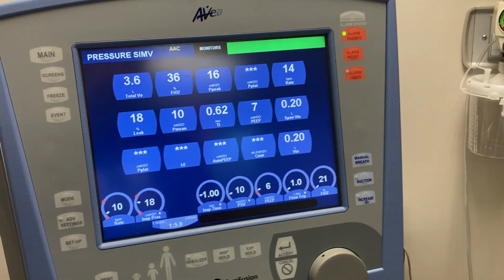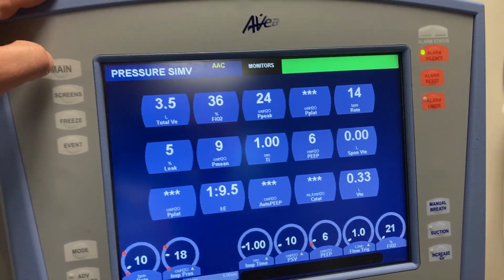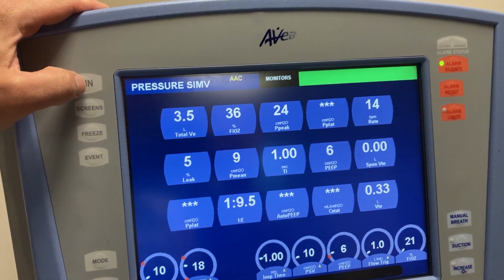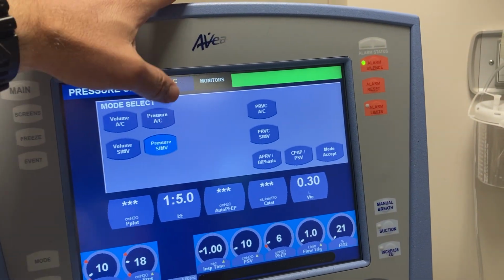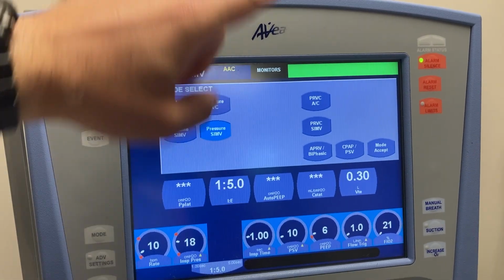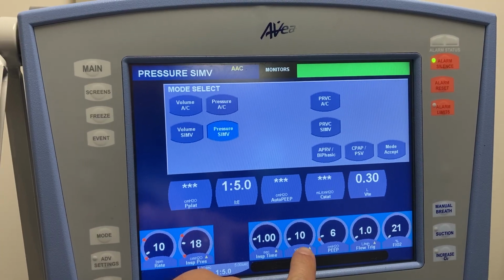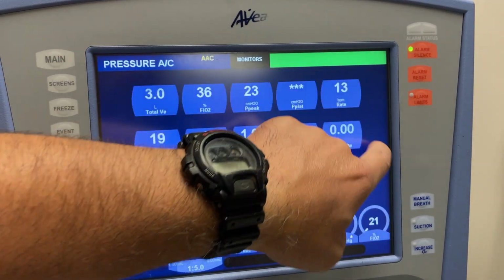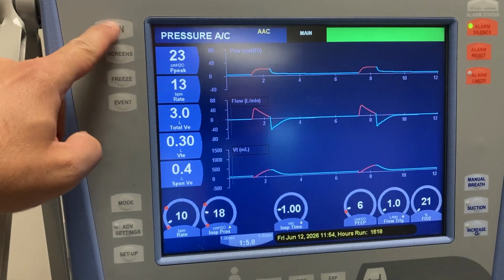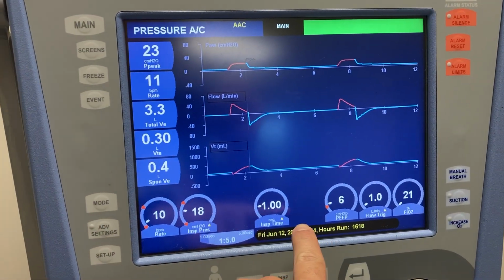Now, right quickly, because I know I'm getting a little over time with this video, I'll do another one in just a moment, but I am going to switch modes. So I'm going to go to assist control, pressure control, and I want you to notice what's going to happen down here when assist control, pressure control gets activated. Mode accept. Everything else stayed the same, but now that pressure support button is gone.